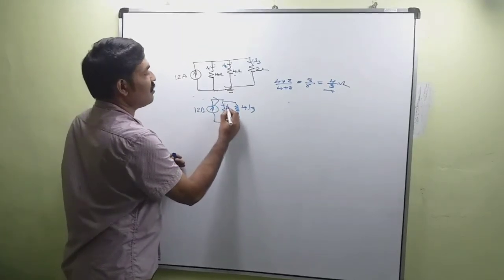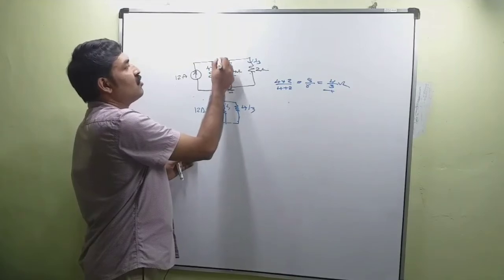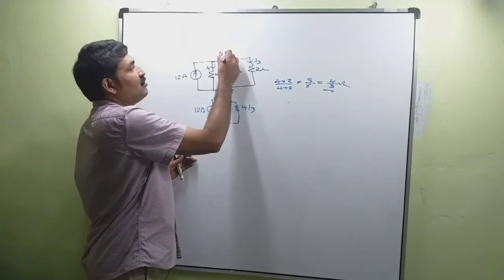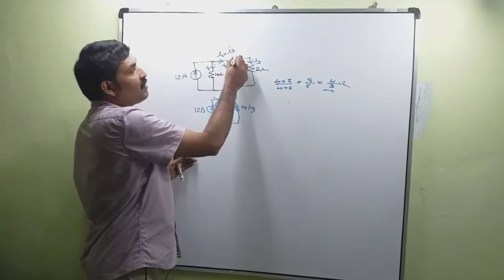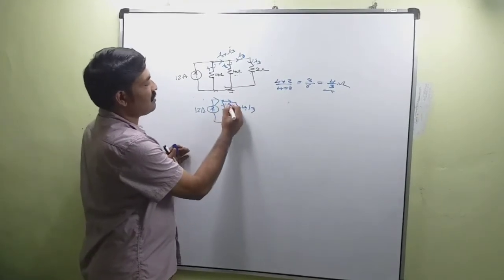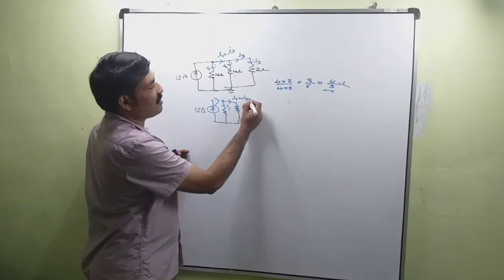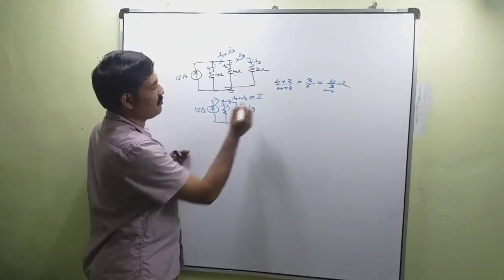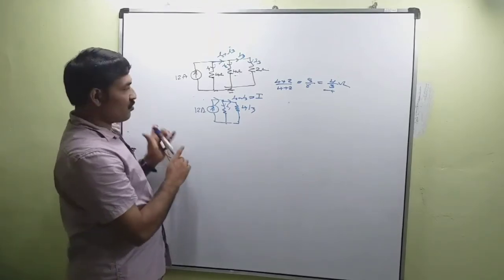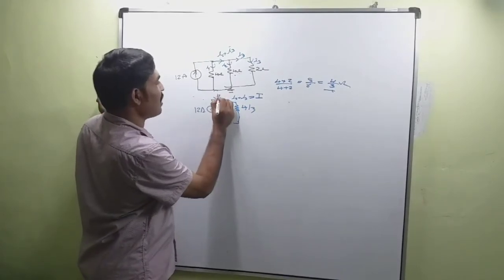So this is I1. Now the current leaving this node is I2 plus I3. This is I2 plus I3, and here I3 and I. Now this current, that is I2 plus I3, is indicated by some I. Okay. Now use the current division rule. This is 4 ohm. The incoming current is 12 amps.